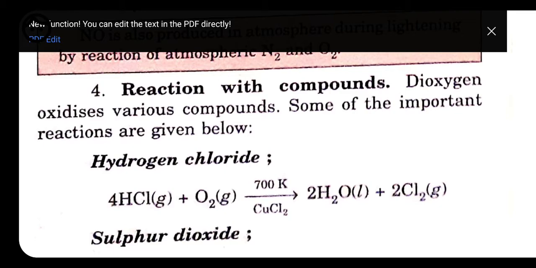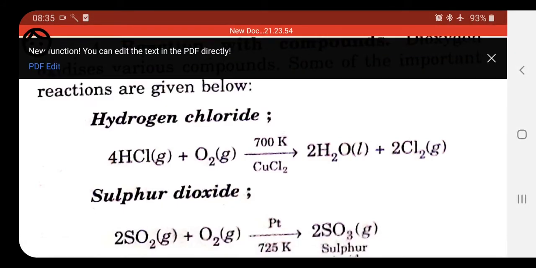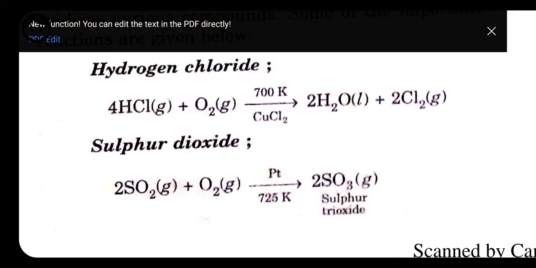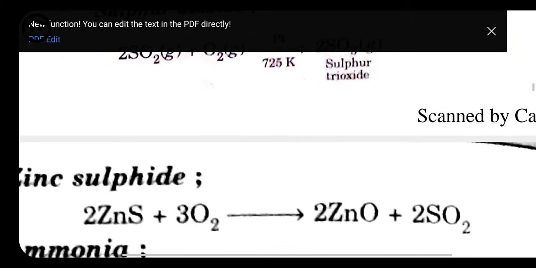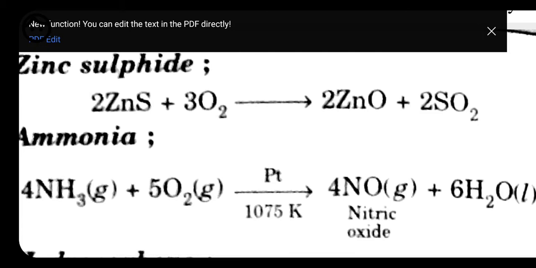Okay, next we have sulfur dioxide. It also reacts with oxygen in the presence of platinum at a temperature of 725 Kelvin. Then it will give rise to sulfur trioxide. Zinc sulfide also reacts with oxygen. Then it gives zinc oxide and sulfur dioxide. Ammonia also reacts with oxygen. Then it will give nitric oxide and H2O.